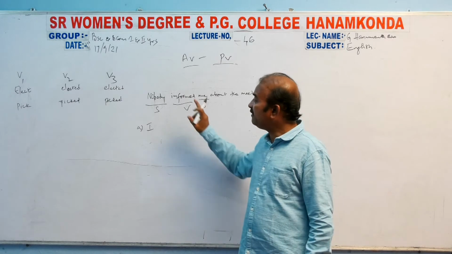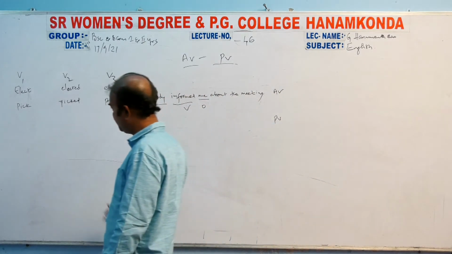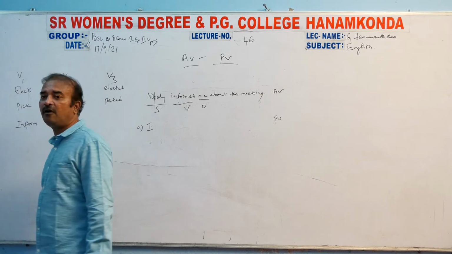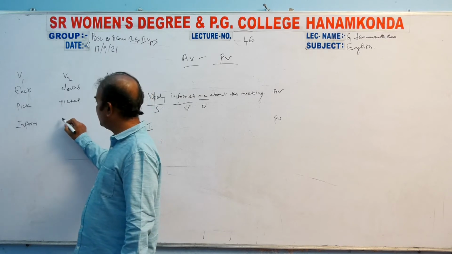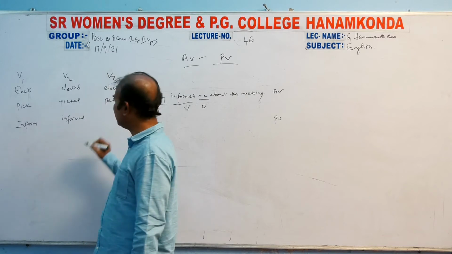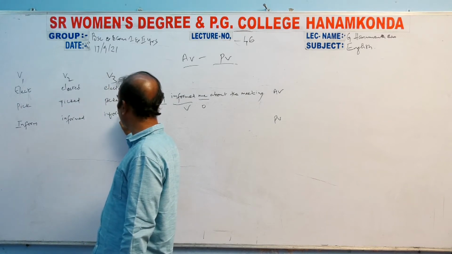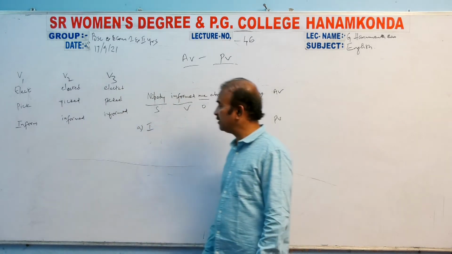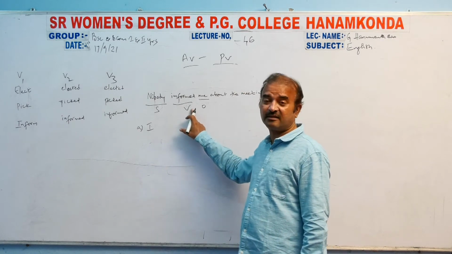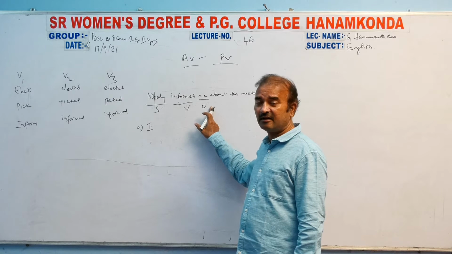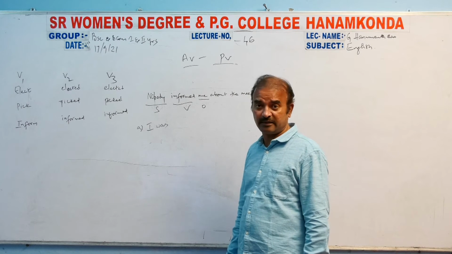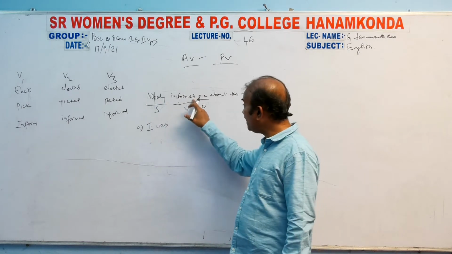Now check this one. Informed, this is the verb. Present tense is informed. Past tense is informed. Past participle is informed. So, verb in the past tense, object is singular. So, past tense plus singular, what happens here? I was. Right? And check this one, nobody informed me.